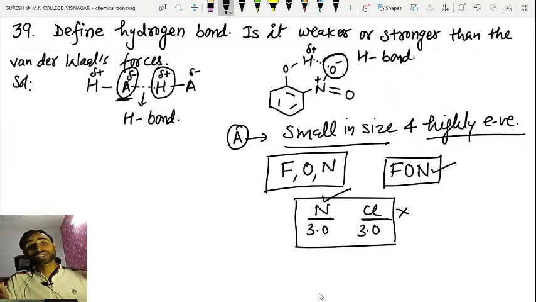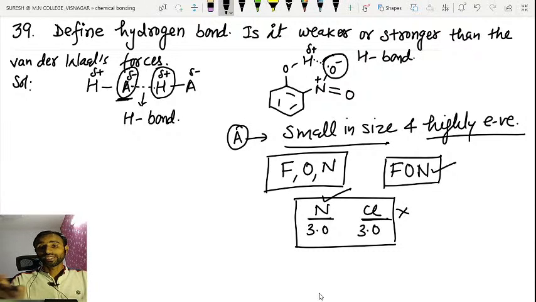So it is a special type of dipole-dipole attraction where one atom is hydrogen and the other atom of the same molecule or a different molecule is such which is small in size and highly electronegative, and these two conditions are satisfied by three elements of second period. Those are FON: fluorine, oxygen and nitrogen.